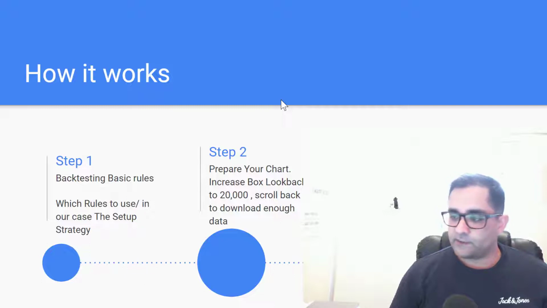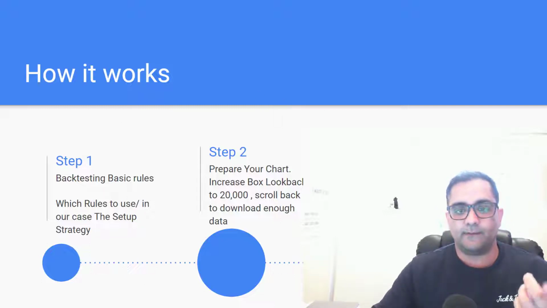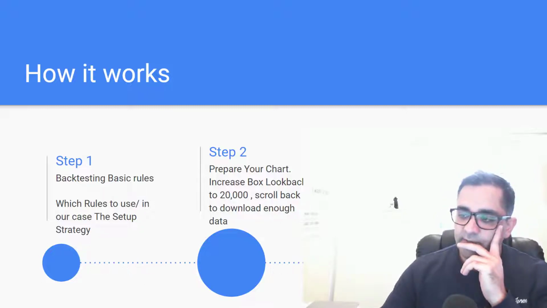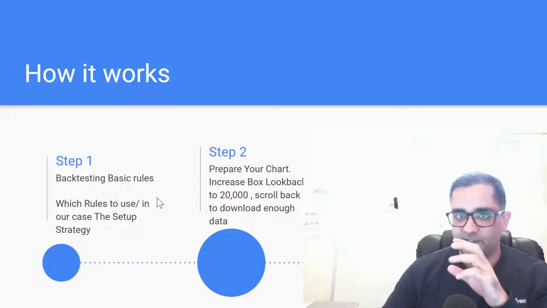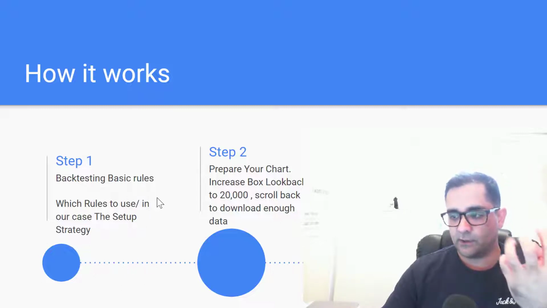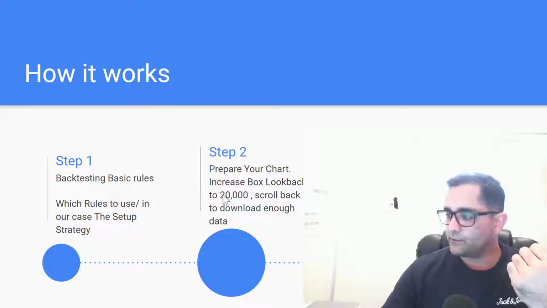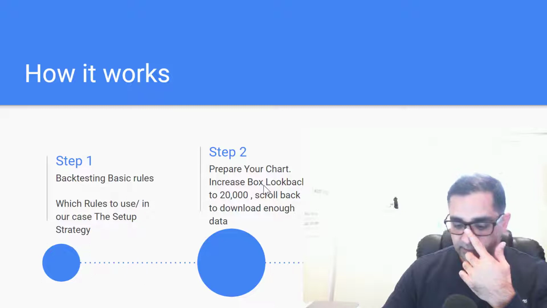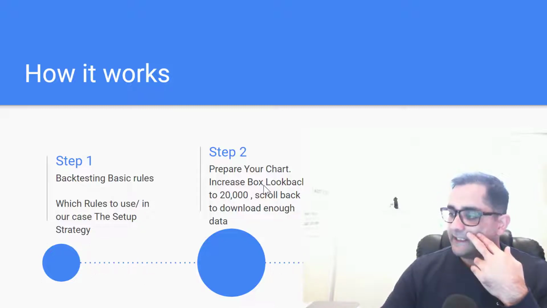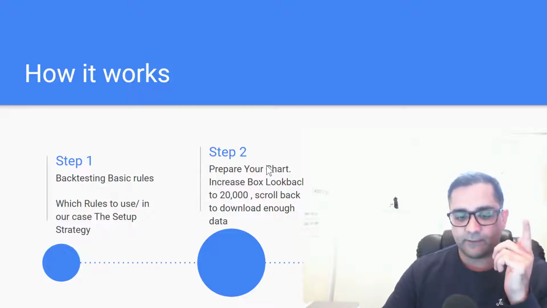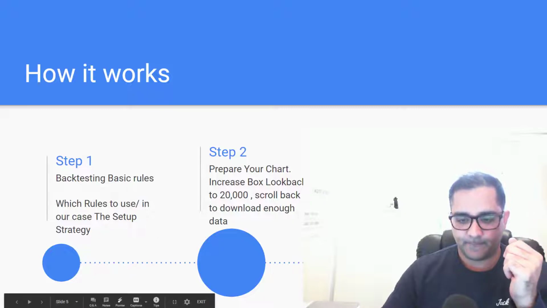Step 2 is prepare your chart. When you scroll back, and I will show you the chart, it's on my other screen, the boxes will disappear, so change the look back period to 20,000, and I'll show you in a bit, and scroll back all the way down on the M15 as well, so that all the data is downloaded, and then refresh your chart. Step 3 would be to start scrolling to the right using your mouse or your right key or F12, and then when you identify a setup, you want to record it in a spreadsheet. I've already done that for you, so let's get on with it. I'm going to stop this video now and start recording the other screen.